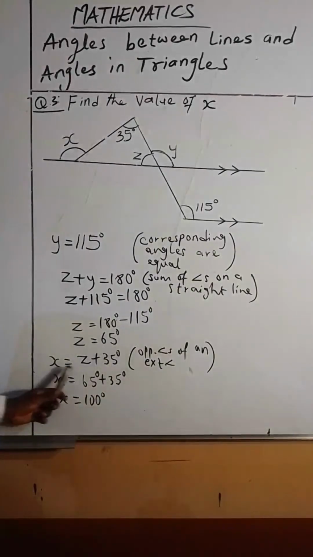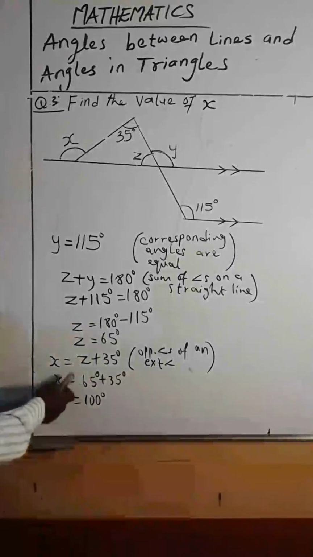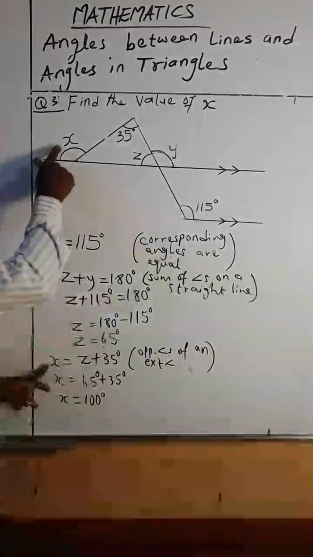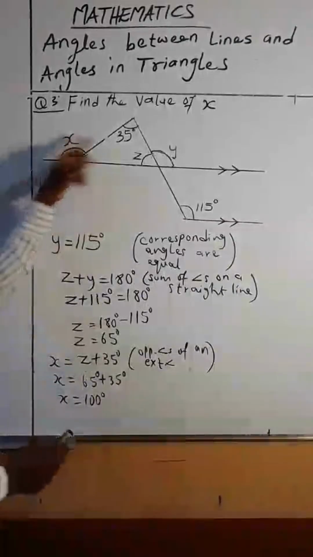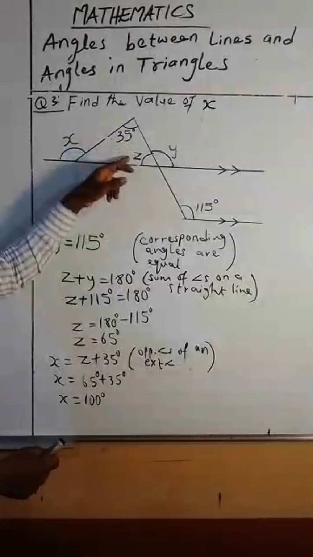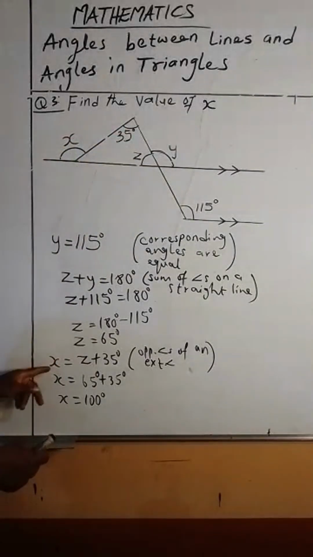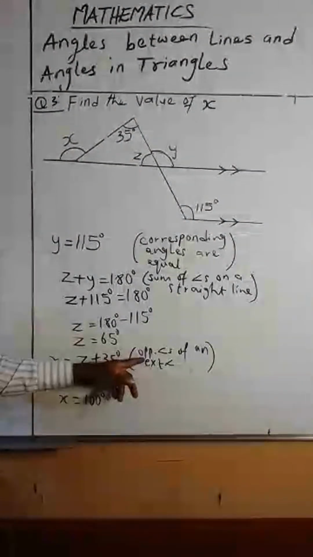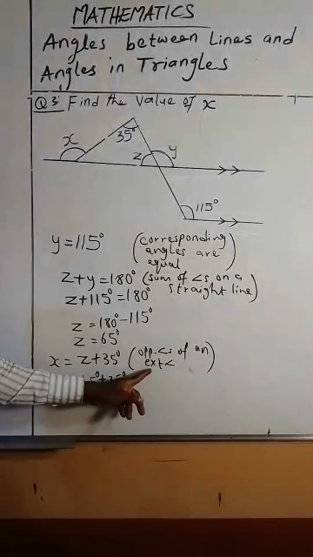So this gives us x equals z plus 35 degrees. Yes, z equals 65 degrees. But here we are to find x. We know that x is equal to the sum of the opposite interior angles. So x is equal to z plus 35, because z and 35 are the opposite interior angles of x, which is the exterior angle.